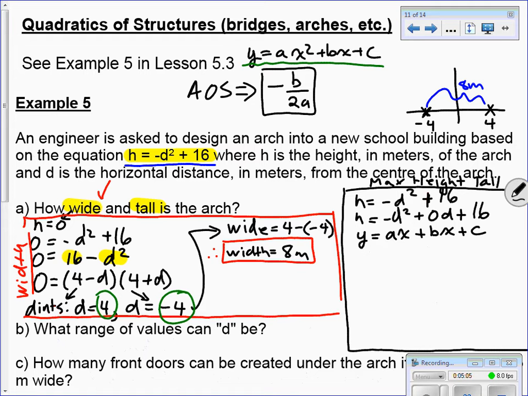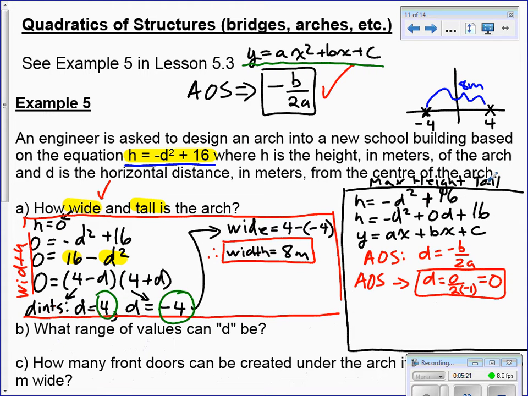Now, based on that, we're going to use this beautiful equation up here, which will give us the axis of symmetry for this equation. In this case, the axis of symmetry is d equals negative b over 2a. By substituting in, you're going to get d equals 0 over 2 times negative 1, because negative 0 is still 0, isn't it? And 0 over anything is still 0. So the axis of symmetry is d equals 0.